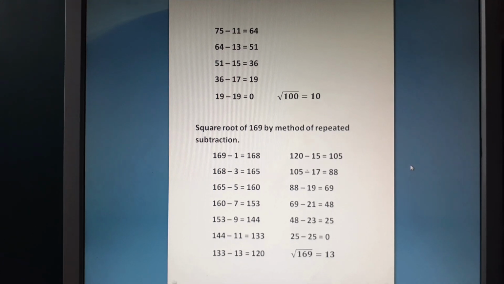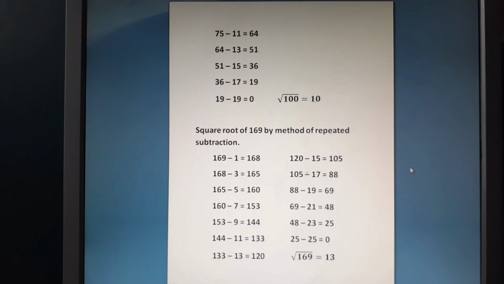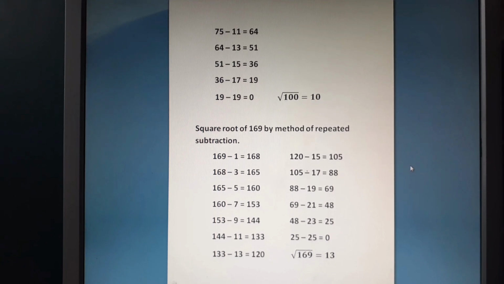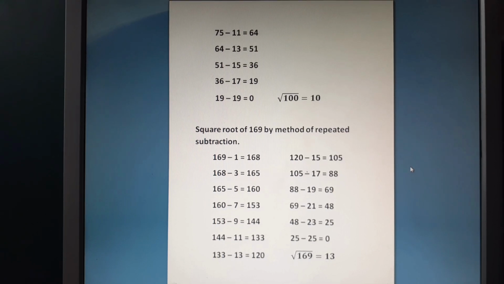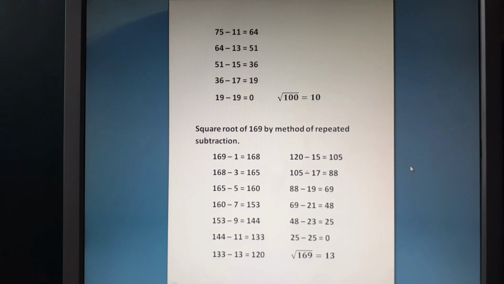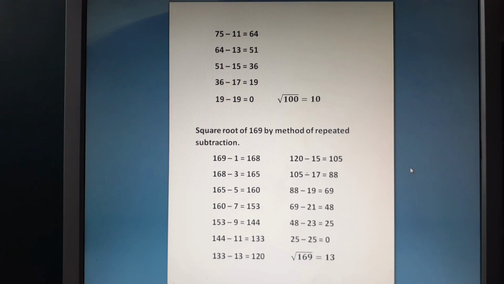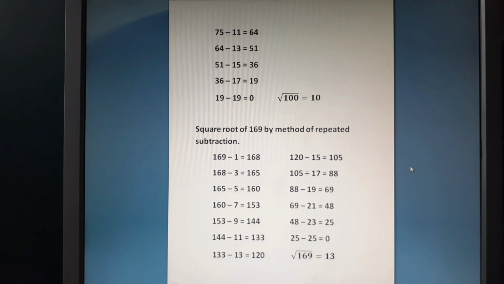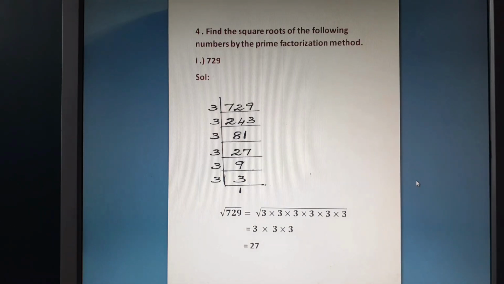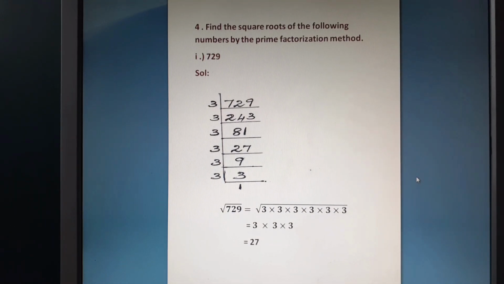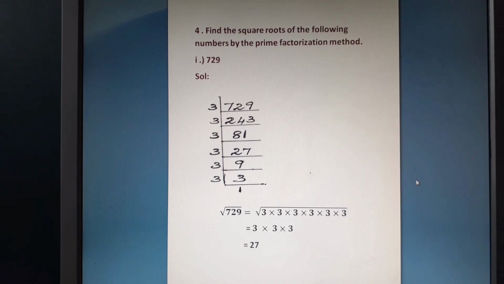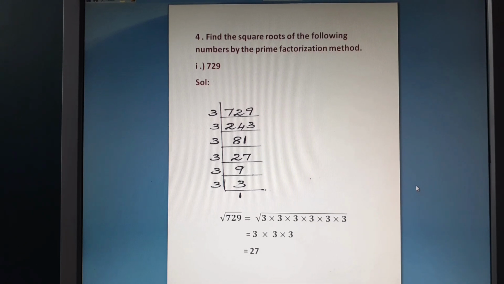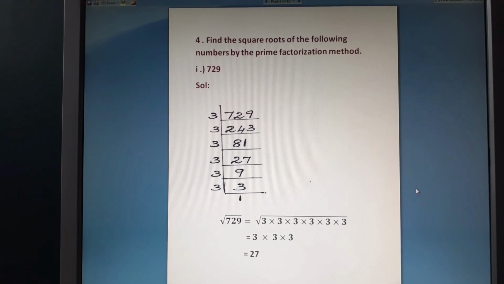From 169, we have subtracted successive odd numbers starting from 1 and obtained 0 at 13th step. Therefore, root 169 is equal to 13. Fourth question. Find the square roots of the following numbers by the prime factorization method. Part 1. 729. See the solution.